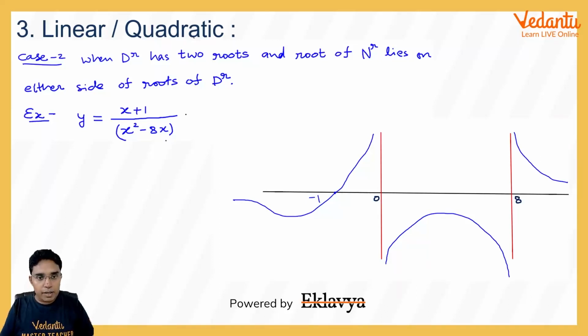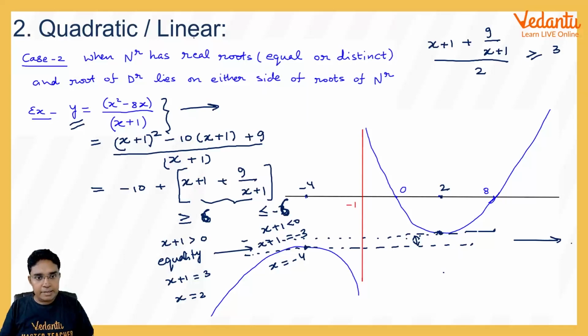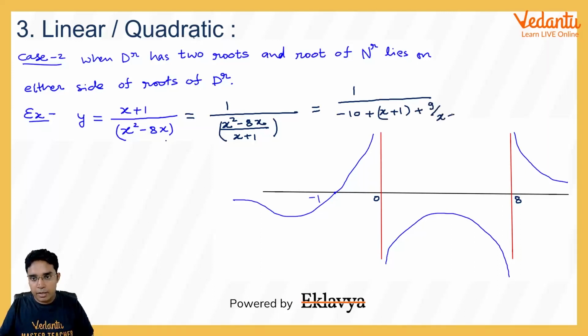Now if I copy the calculation I did for that example here, first I will write 1 upon x square minus 8 whole divided by x plus 1. Let me write what we did there. So we got minus 10 plus here, in this denominator actually, so 1 upon minus 10 plus x plus 1 plus 9 upon x plus 1. Okay, so you can make use of the AM-GM thing. So this expression x plus 1 plus 9 upon x plus 1, you can check.